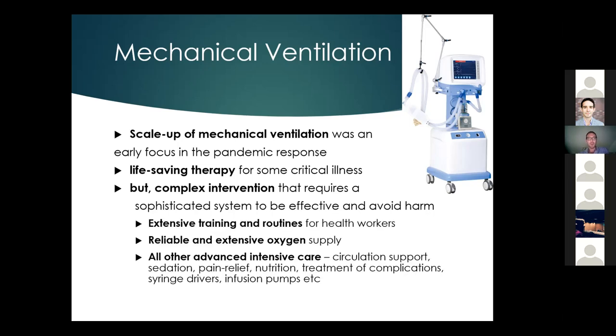This system includes things like very well-trained health workers working according to very established routines. It needs a reliable and extensive oxygen supply to function, and it only really works in the context of an intensive care unit providing quite advanced care. So we need to think of things like supporting the patient's circulation, sedating the patient, providing adequate pain relief, nutrition. Often these patients get complications, and those need to be treated. We need equipment such as syringe drivers, infusion pumps, and so on.